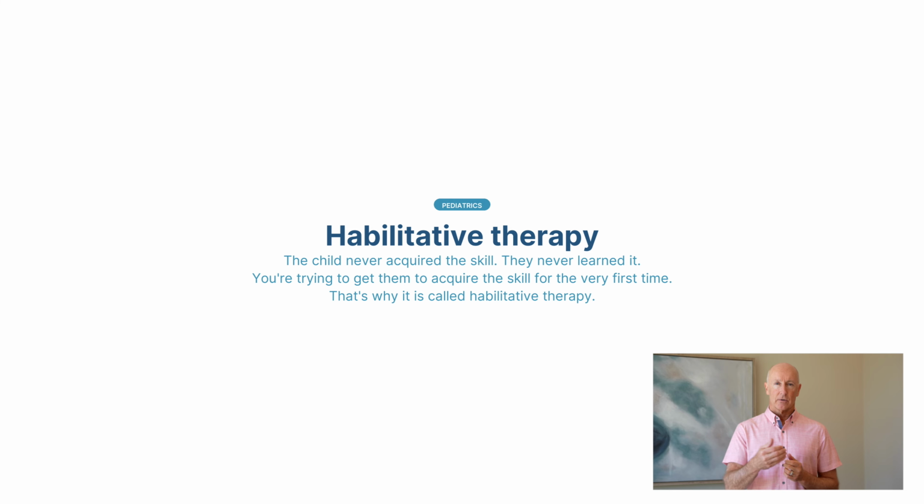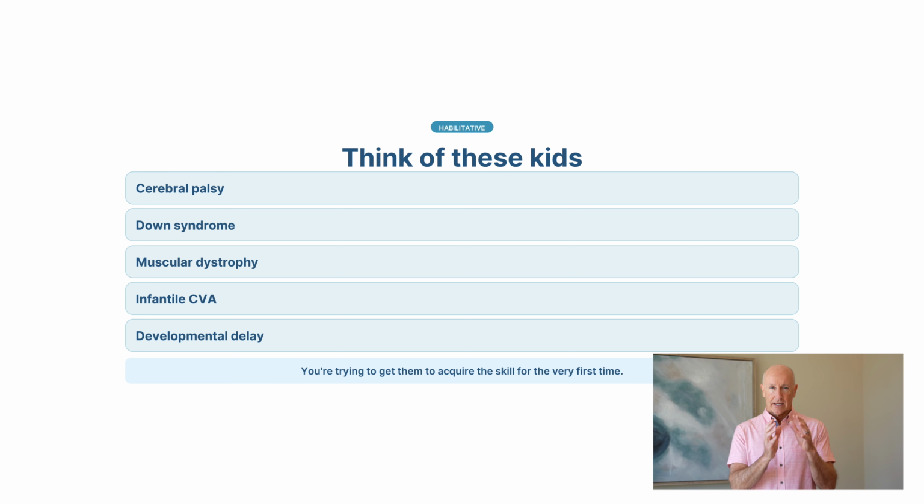If you're a therapist that treats pediatrics, you probably hear the term habilitative therapy, because unfortunately that child you are treating never acquired the skill. They never learned. You're trying to get them to acquire the skill for their very first time. That's why it is called habilitative therapy. So think of these kids, born with CP, Down syndrome, muscular dystrophy, infantile CVA, developmental delay. That would be habilitative therapy.